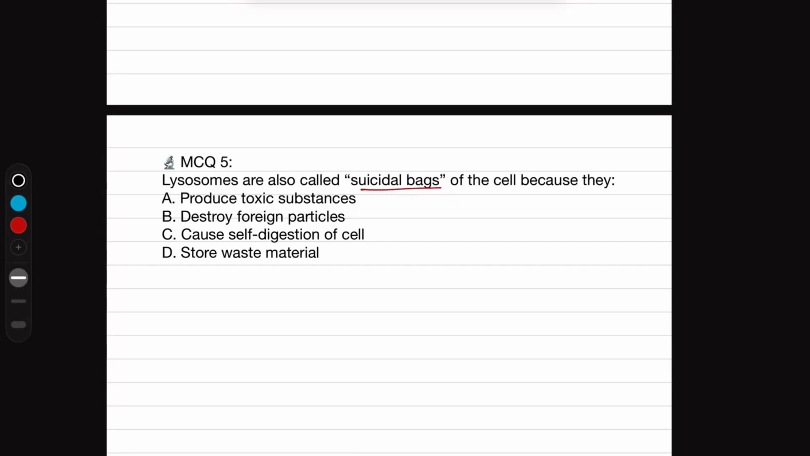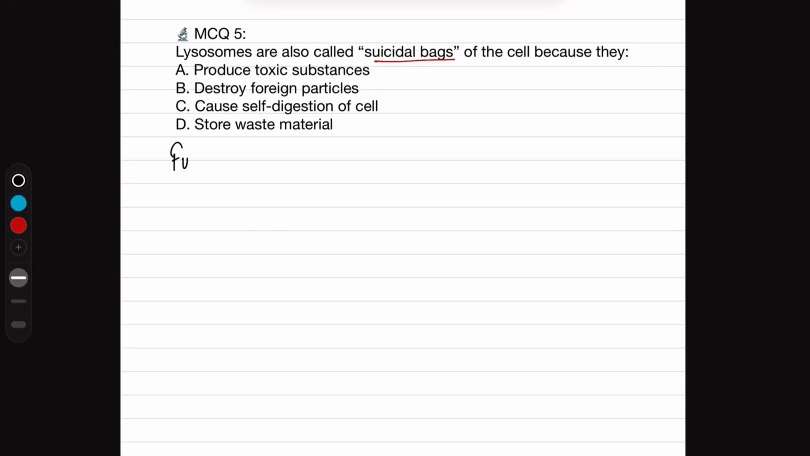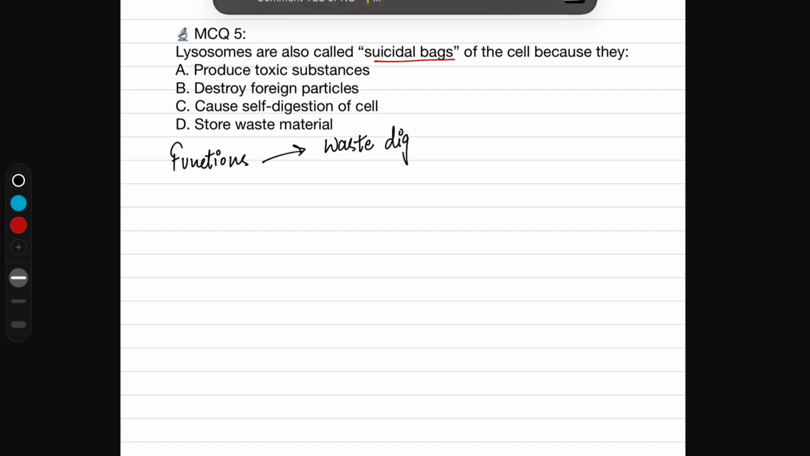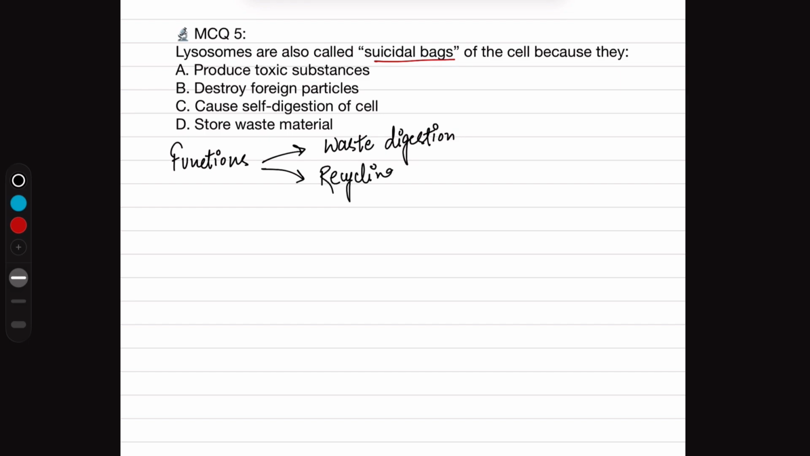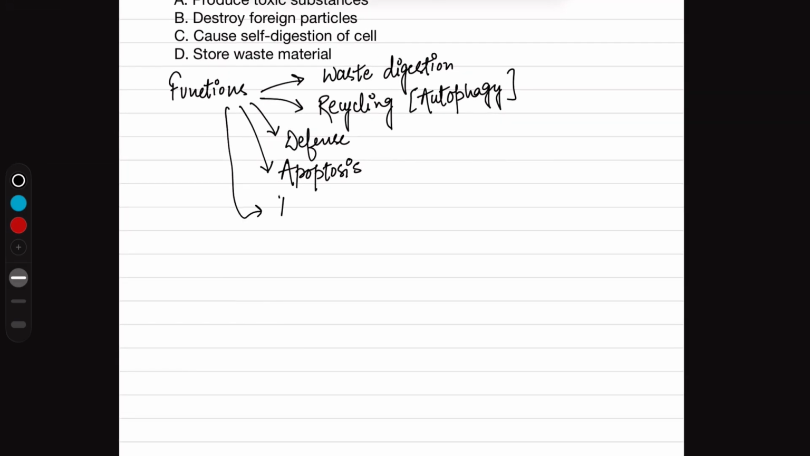Next is lysosomes are called suicidal bags of the cell because we have to focus. We are not asking what is the function of lysosomes. It is asked specifically why they are called the suicide bags. So we have to take the related option to it. We know the functions involve waste digestion, recycling, defense, apoptosis, cell death, and plasma membrane repair. These are the functions of lysosomes.